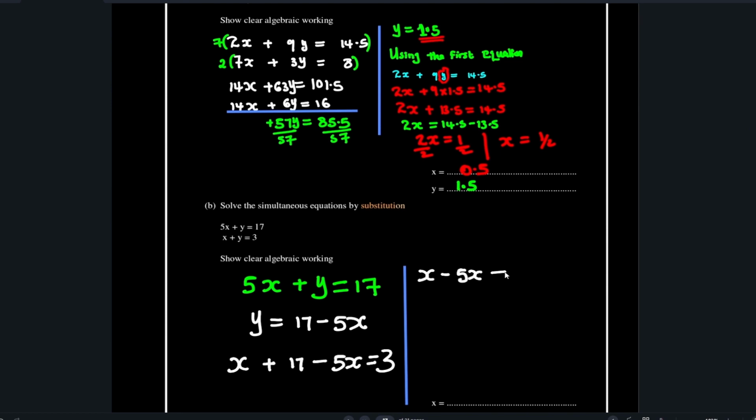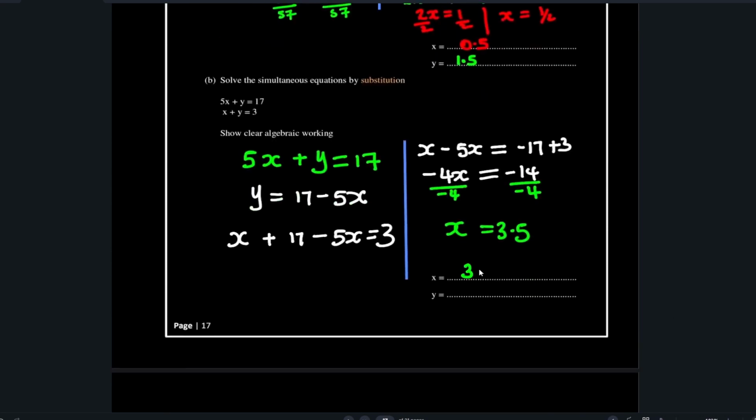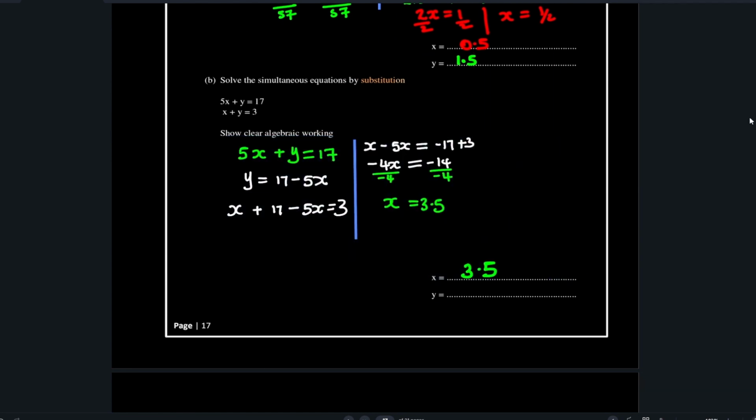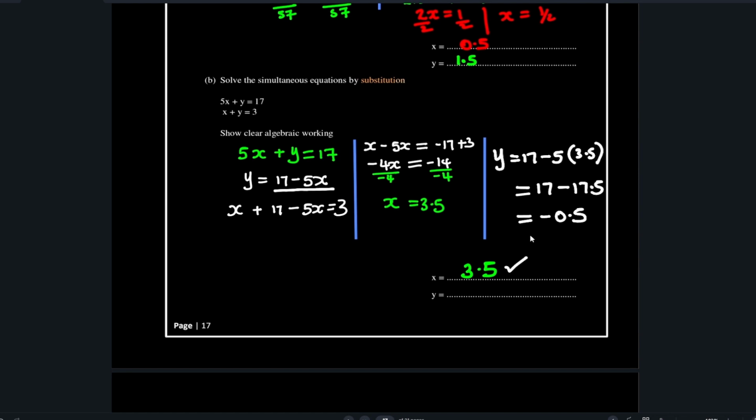Put the like terms together and we shall have negative 4x equals negative 14. Divide by negative 4 on both sides. If you simplify this further, you're going to get 3.5 as our value of x. Then once we have the value of x, we can substitute it in this equation, y equals 17 minus 5x, so that we can get the value of y. So let's go ahead and do that. Simplifying this further, we're going to get 0.5 as our final answer.